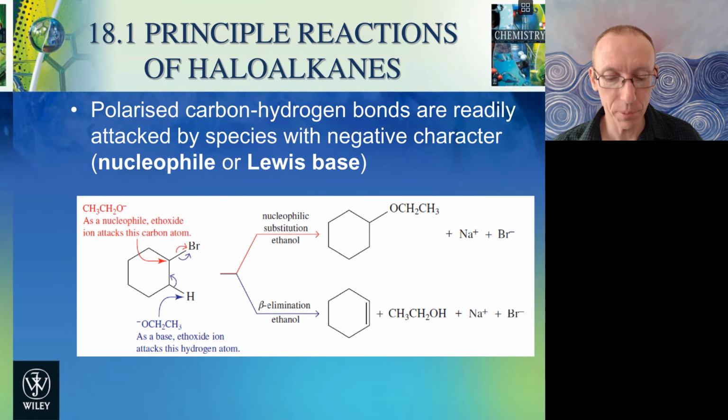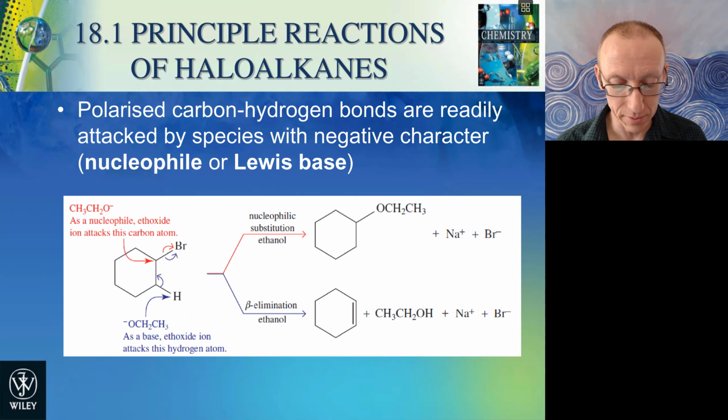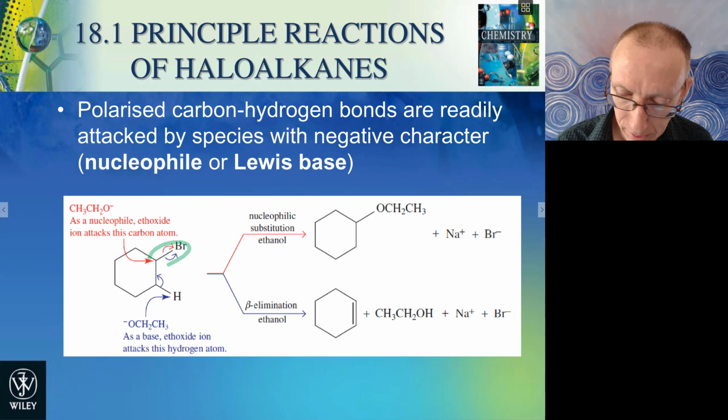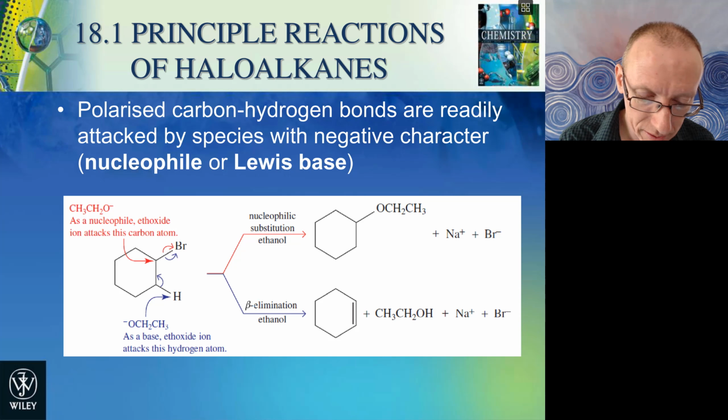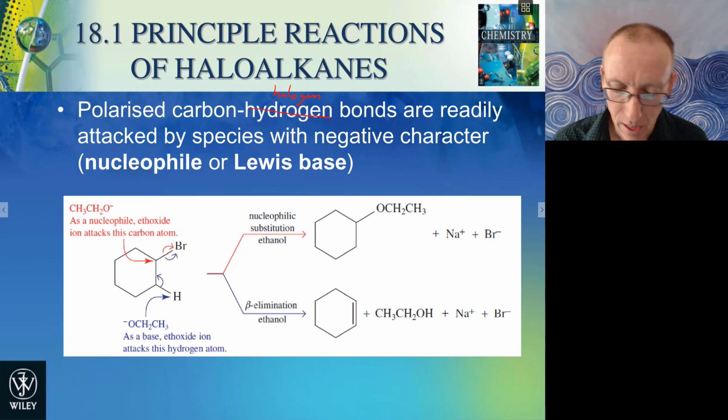Let's quickly look at some of the principal reactions of haloalkanes. And they're governed by the properties of these molecules. So haloalkanes have a very polarized carbon-halogen bond. So this here should be the polarized carbon-halogen bond. And so they're readily attacked by nucleophilic species or Lewis bases.